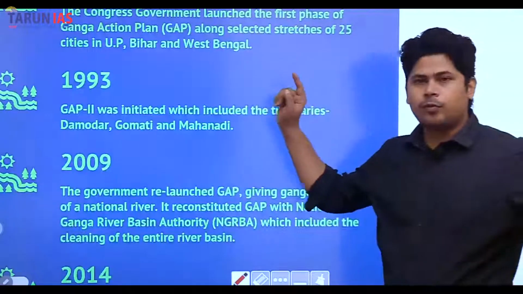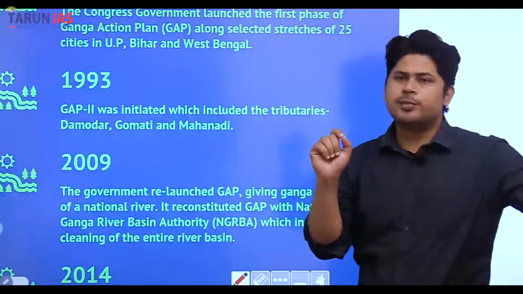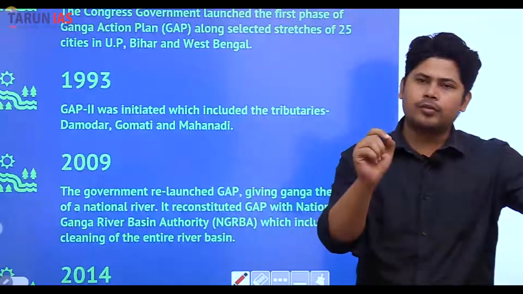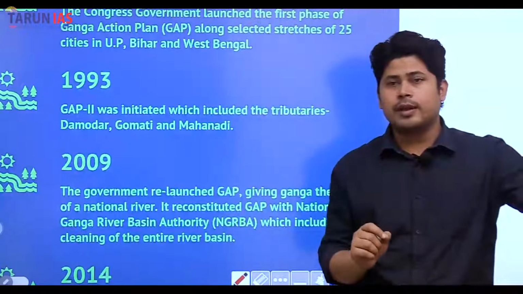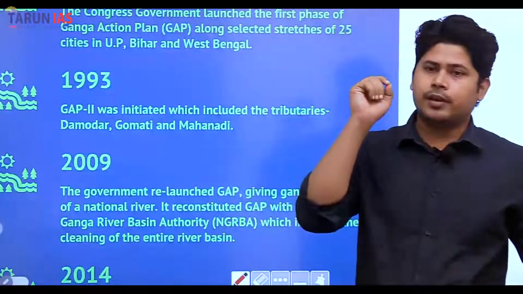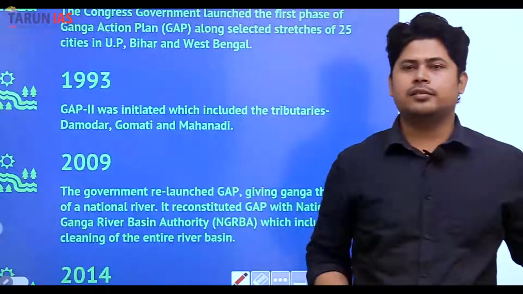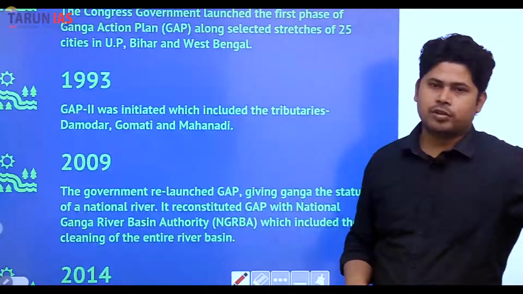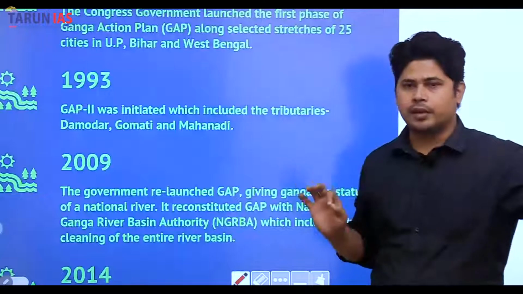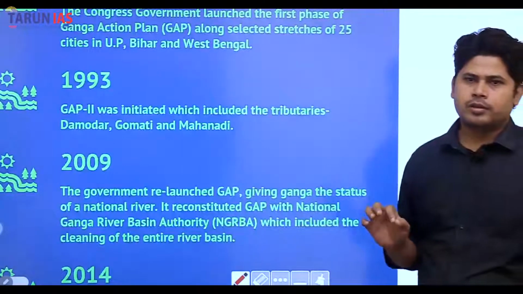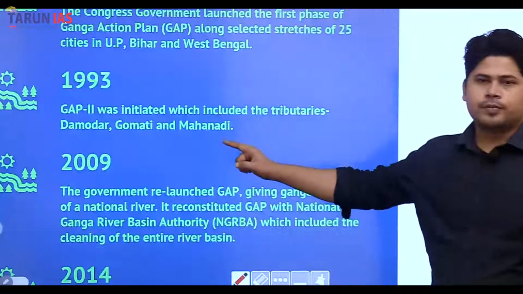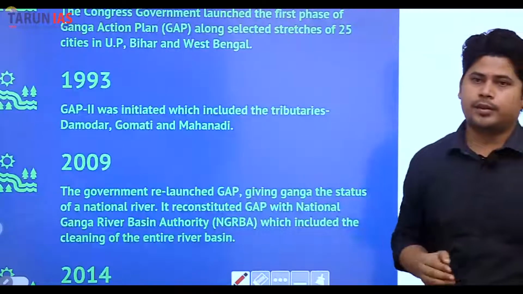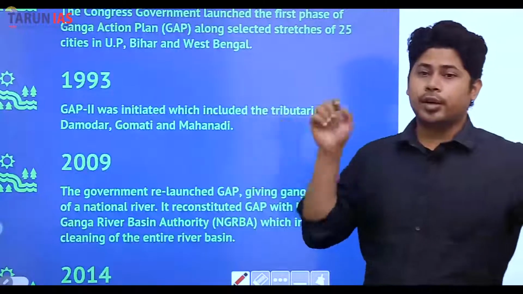It was basically focused on treating the point of pollution, the point source of pollution, like specific industries, specific polluting factories. They were treating those. In 1993, Ganga Action Plan 2 was launched. Ganga Action Plan 1 was actually a complete failure. Then Ganga Action Plan 2 was launched, which included the tributaries also. Now we are gradually switching from a river action plan to a river basin action plan, because we are also including its tributaries.